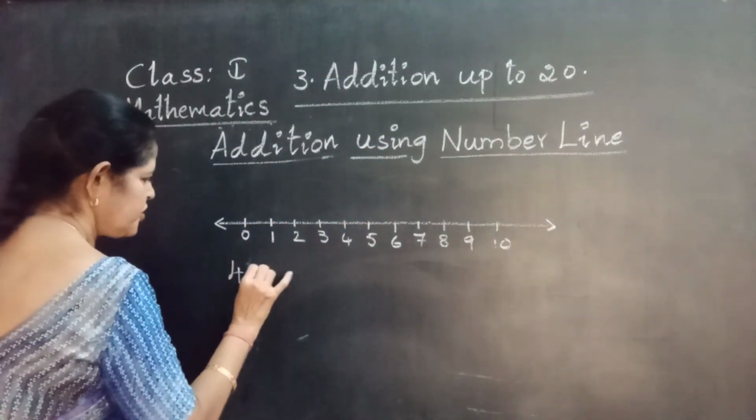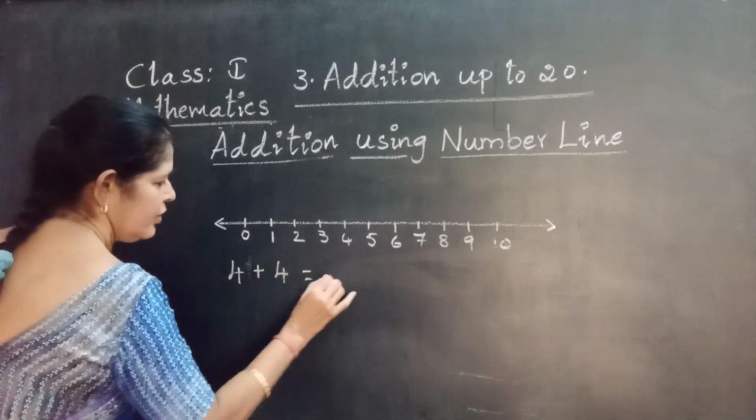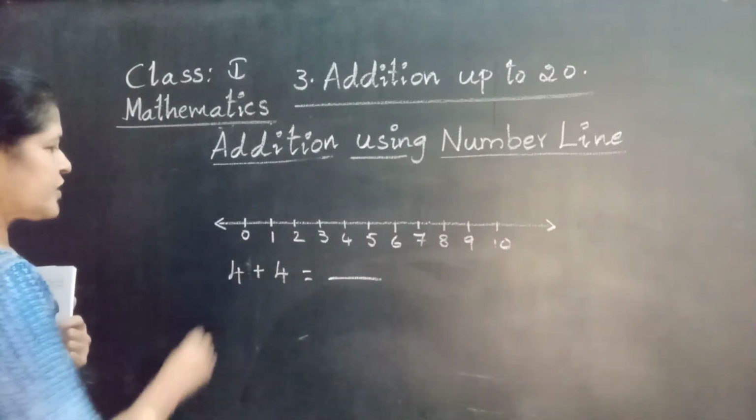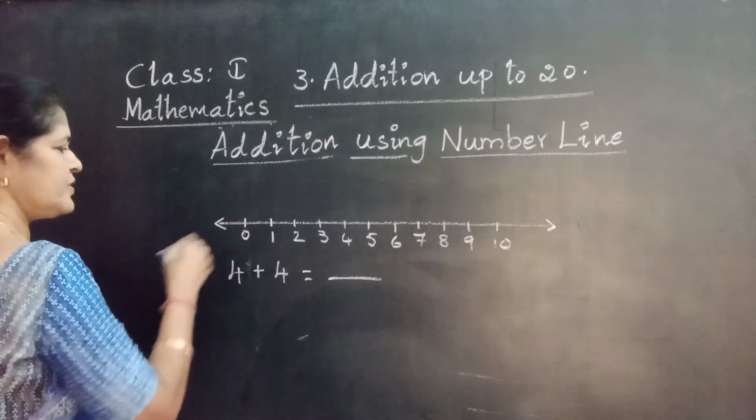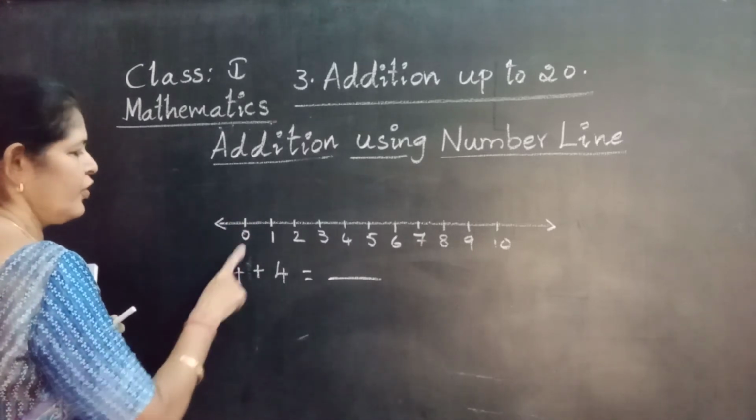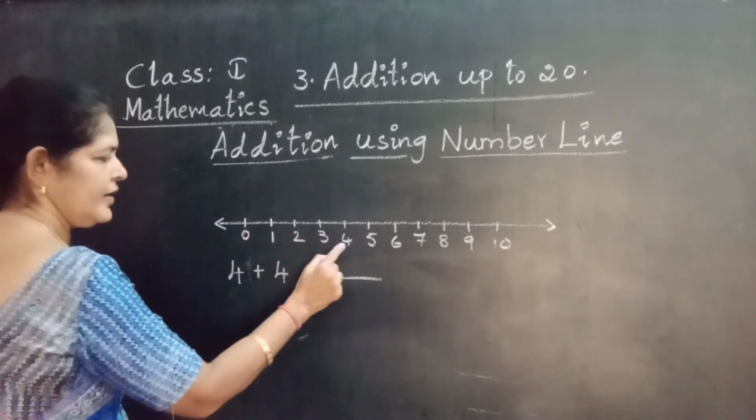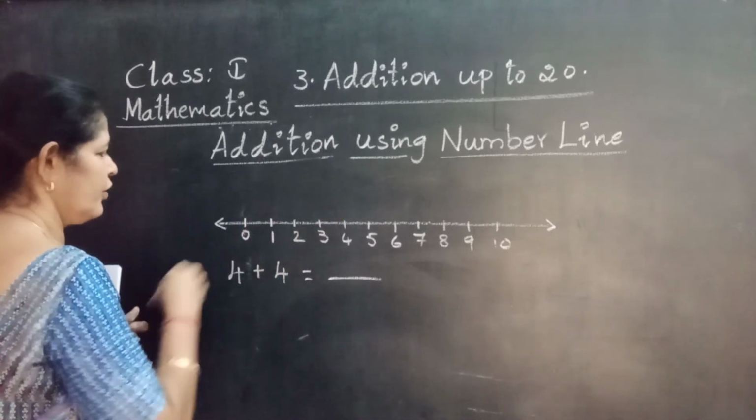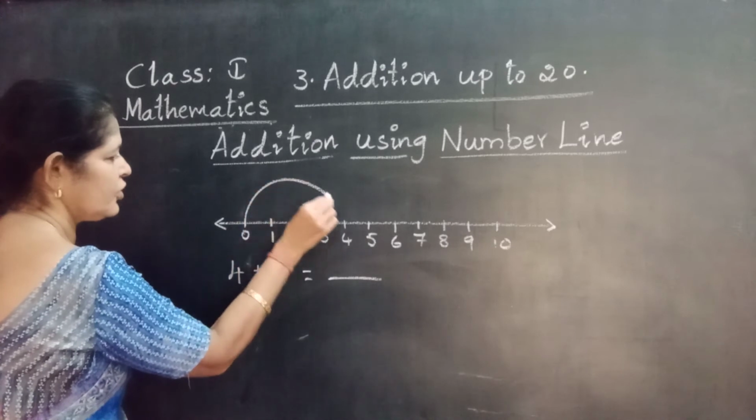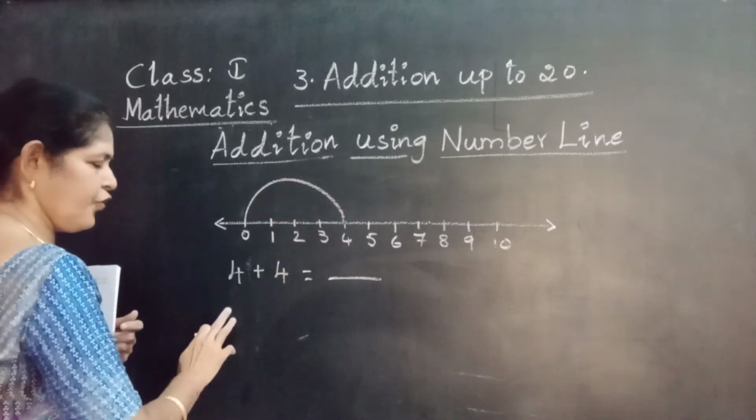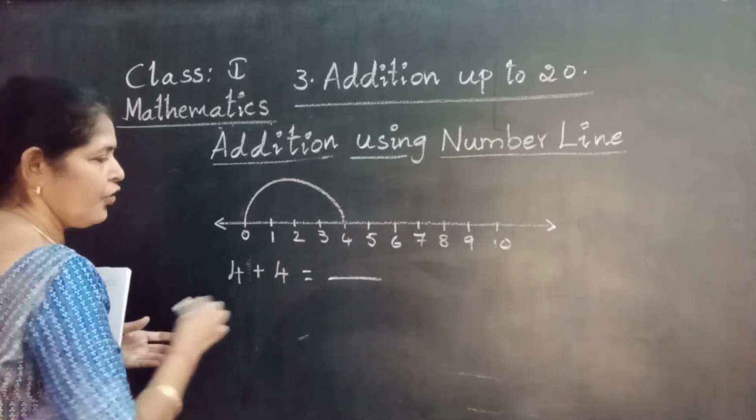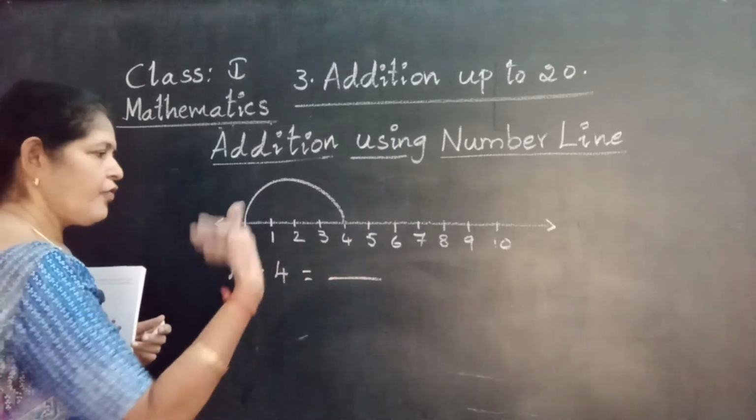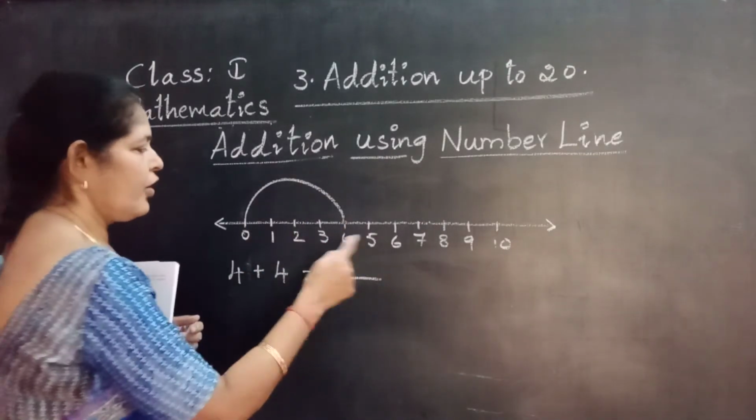Now I give you the addition 4 plus 4. The starting number is 0. Start from 0. What is the first number? 4. Where is 4 on the number line? Here. That means we move from 0 to 4. We draw a line from 0 to 4. This shows 4. The next number is also 4. Then go forward 4 numbers after 4.